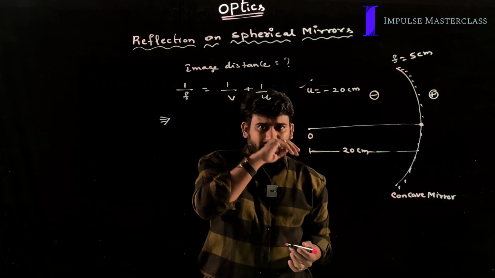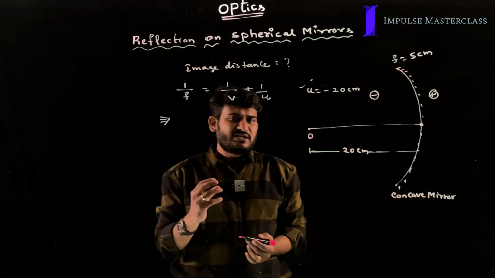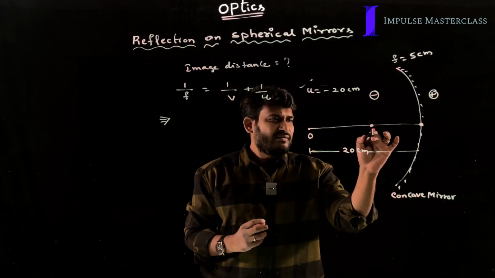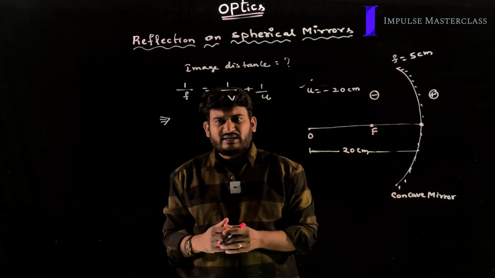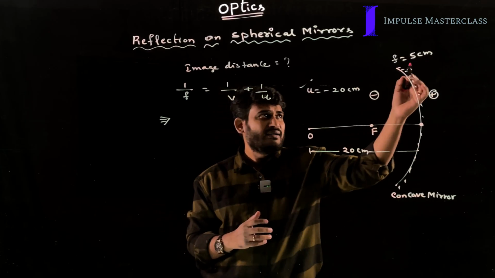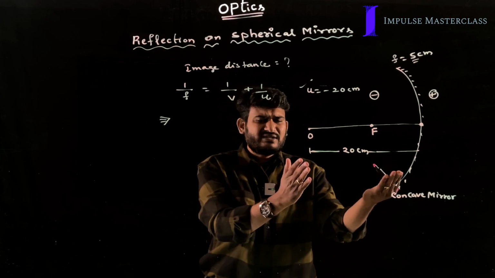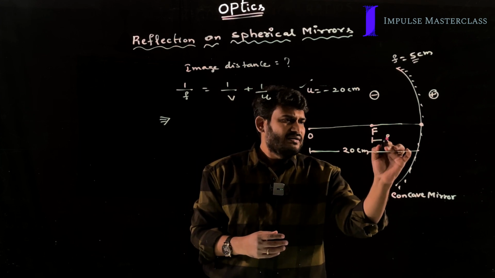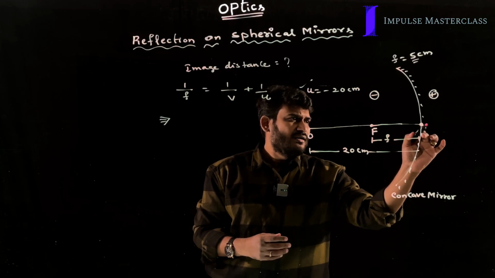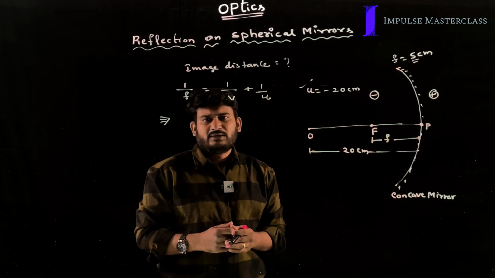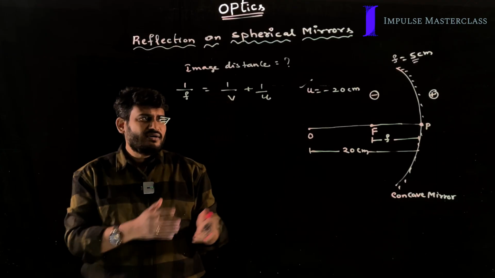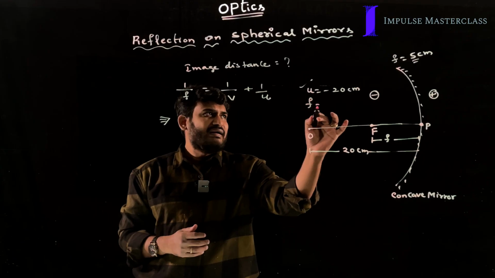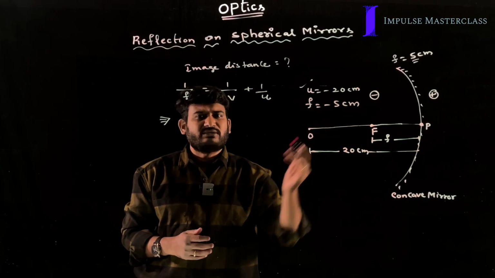And what is the focal length? Focal length means the distance from the focus to the pole. It is somewhere on the principal axis, because they already mentioned 5 centimeter, which is less than 20, we can assume. So I can take this as the focus, and the focus to pole distance is called the focal length. This focal length is also on the non-silver polished side, so the focal length is also negative, f is equal to minus 5 centimeter.